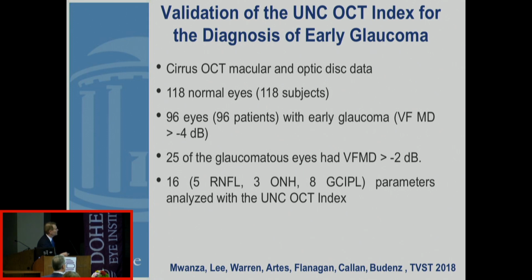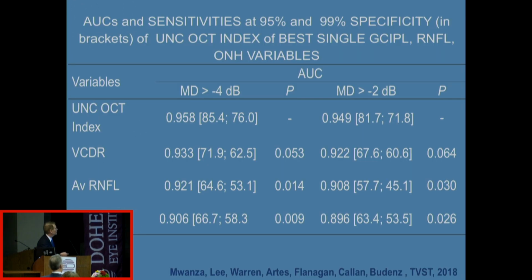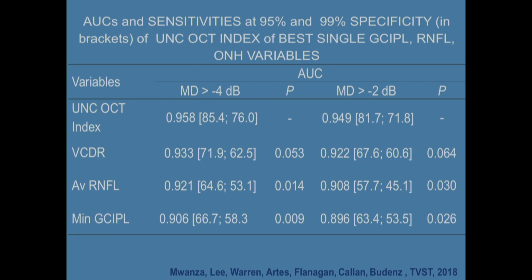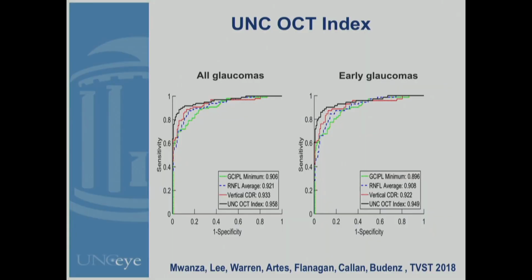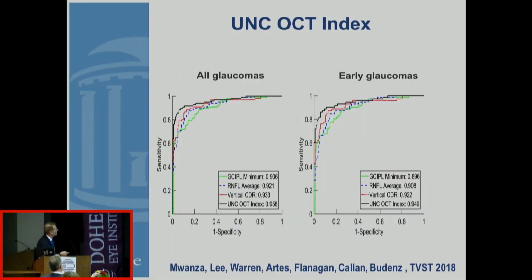And using the formula that I showed you, we're able to demonstrate in this independent data set that in early glaucomas, the index has the highest discriminating ability with the best sensitivity and specificity at 95 and 99% compared to other individual parameters used in isolation. And so in this way, we're able to discriminate glaucomas from normals even in an extremely early stage.